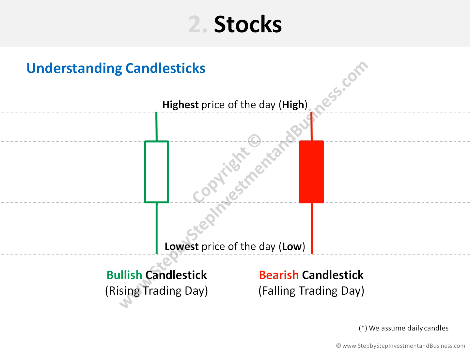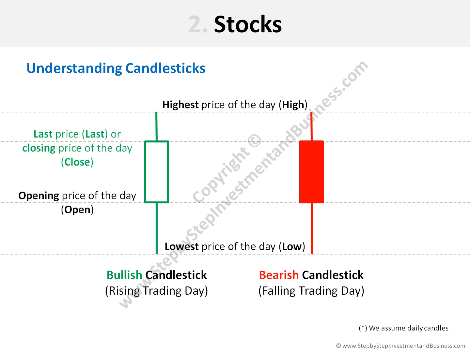And the ends of the candlestick body indicate the opening price of the day, that is, the open, and the closing price of the day, that is, the close. In the case of a green candlestick, the bottom end of the body indicates the open, and the top end of the body indicates the close. Notice that the close of the stock, or last if the trading day is not ended, is higher than the open. That is why this type of candlestick represents a rising trading day.